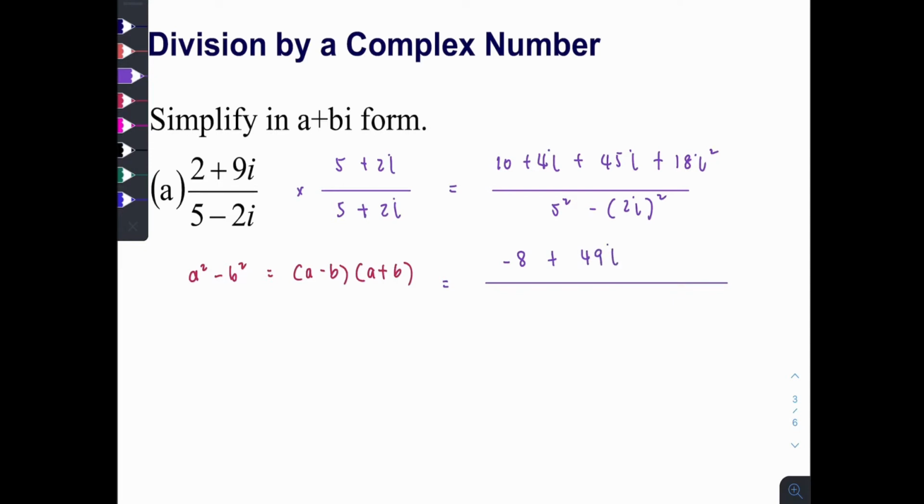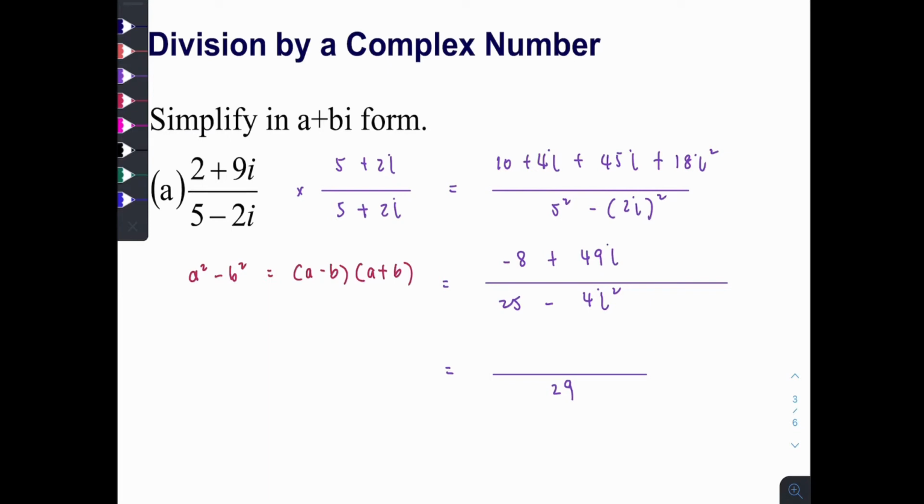And for the bottom part, 5 squared is 25 minus 4i squared. And the i squared at the bottom is negative 1. So negative becomes positive, which means it's 25 plus 4. So it's 29 at the bottom. That's how we change it into a real number.